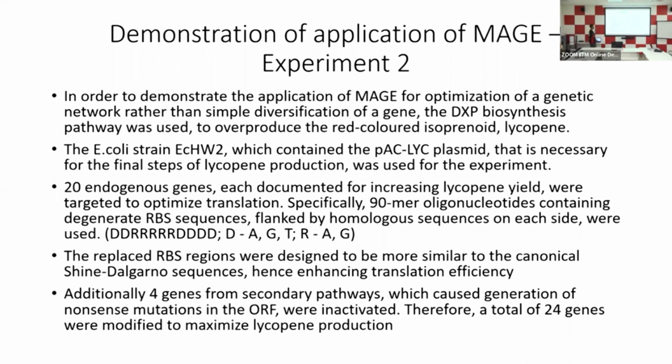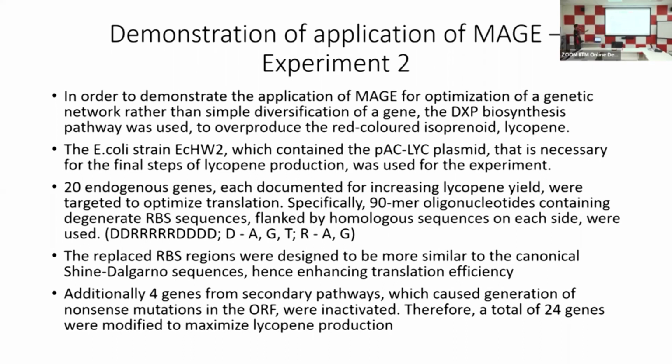So again, like I said, degenerate means they can have any of the bases in this consensus sequence. So D implies A, G and T can be there, and R implies A and G can be there. So these generate a number of possible sequences, and these are flanked by homologous sequences on each side. And the replaced RBS regions were designed to be more similar to the canonical SD sequences, hence enhancing translation efficiency.